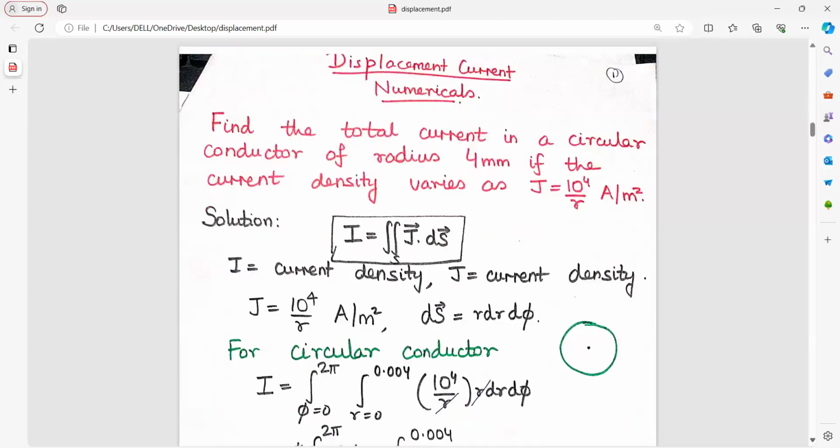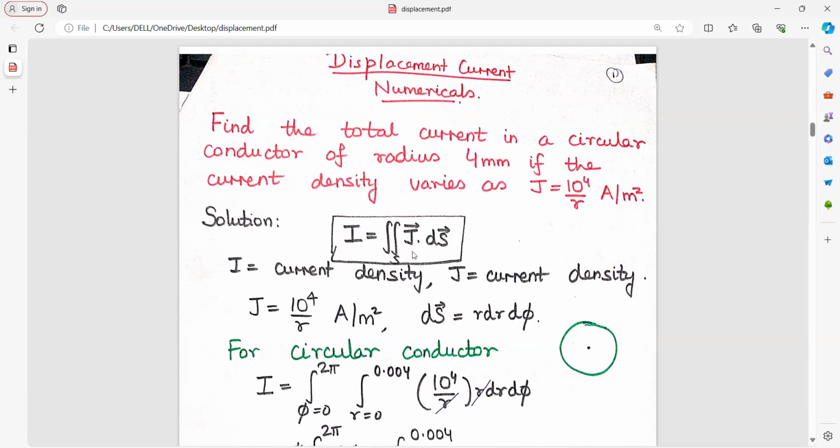Numericals. Find the total current in the circular conductor of radius 4 millimeter if the current density varies as this much. So I know the formula I is equal to integral J dot ds. This is current I and J is current density. J has been given as 10 to the power of 4 by r. And this millimeter I will have to change into meter. So it will become 0.004 meter.